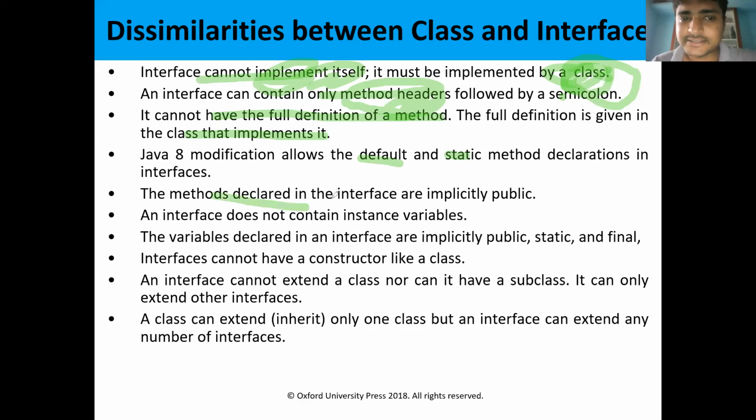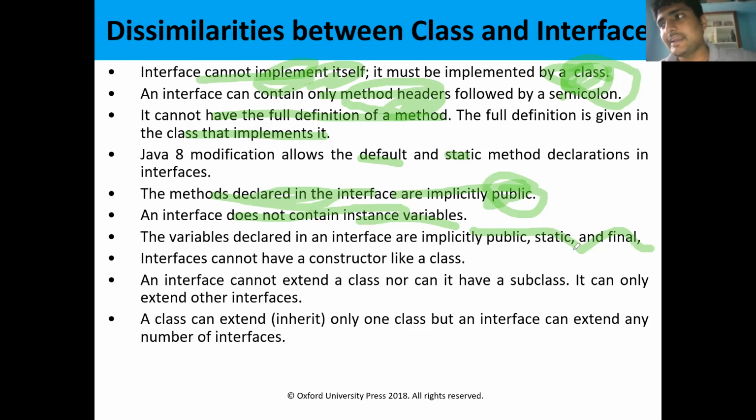Usually the methods declared in the interface are implicitly public. By default, the methods are public. An interface does not contain instance variables. Already we have seen that. The variables declared in the interface are implicitly public, static, final. So the variables which are declared in the interface are generally public, static, and final.